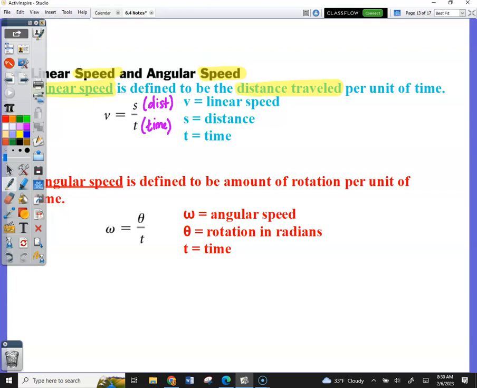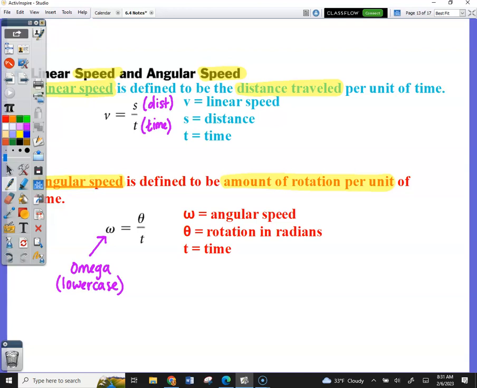Then you have angular speed. Angular speed is defined to be the amount of rotation per unit time. Totally different. You have linear speed versus angular speed. In the angular speed formula, you'll see what looks like a W. This is omega, the lowercase Greek letter for omega. That little omega stands for the angular speed, and it's found by taking theta, which is the rotation in radians, the same as Friday, divided by T, which is the time.